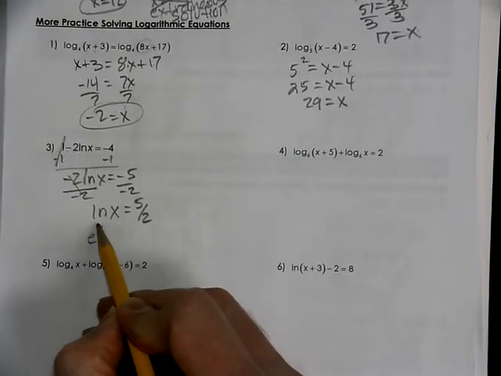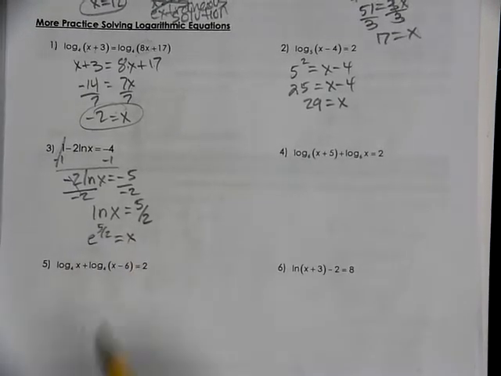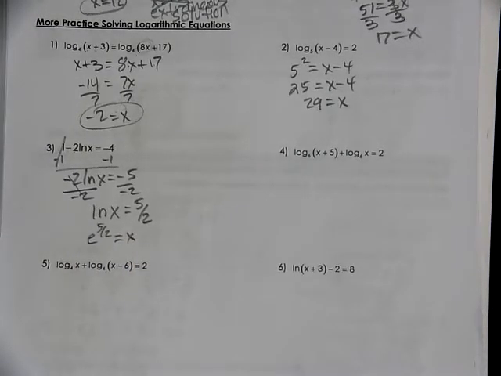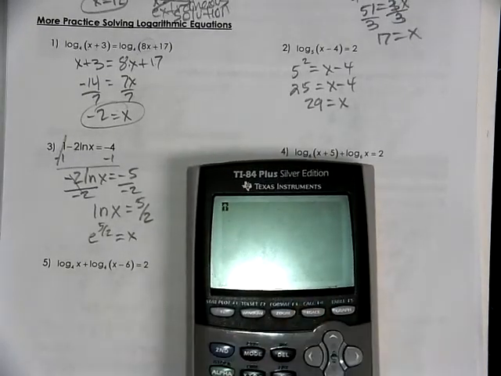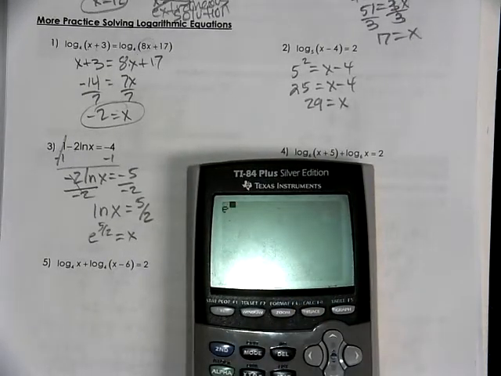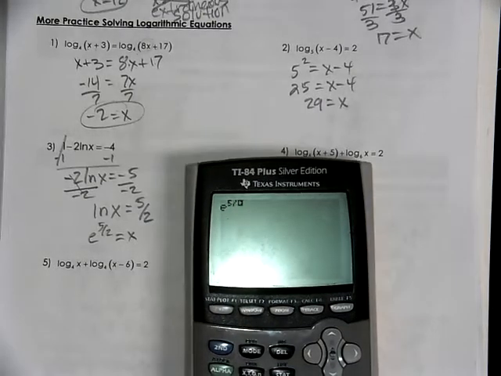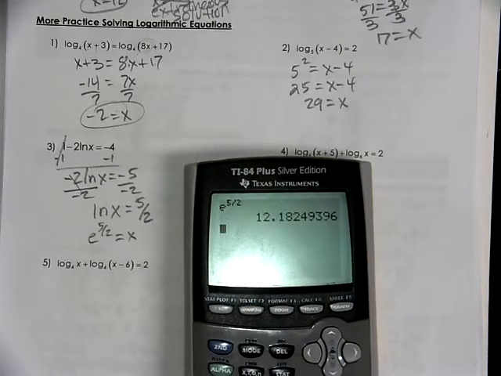So e to the 5 halves equals x. And if we wanted the decimal version of that exact answer, we could say e to the 5 divided by 2, which is 12.18.